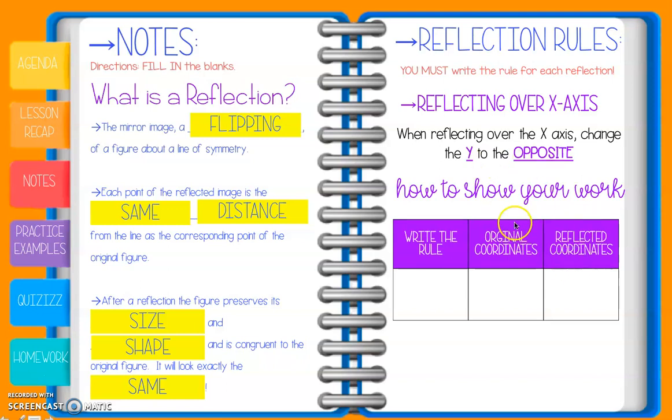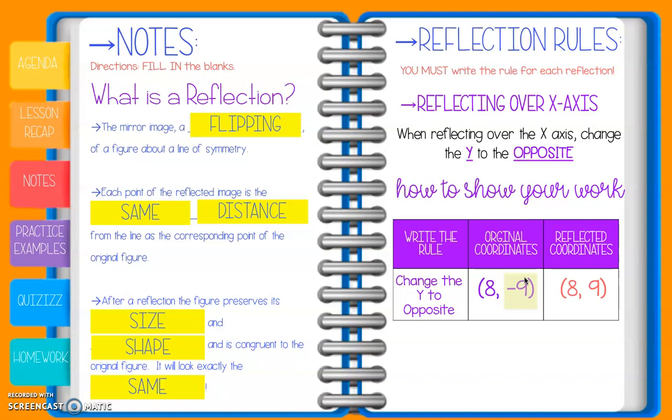The first thing we're going to do is put down our original coordinates. So if our original coordinates are (8, -9), we're going to reflect that over the x-axis. Then we have to write the rule. If we're reflecting over the x-axis, that means we're going to change the y to its opposite. Change y to opposite. That's all you have to write. So I'm going to highlight that -9, or underline it or circle it, to show that I'm changing the y, which is -9, to its opposite. And when we do that, the reflected coordinates are (8, 9).